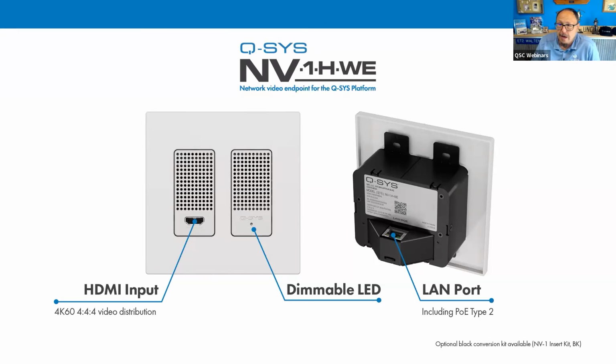The NV-1-H-WE. Well, let's get out my secret Q-SYS decoder ring. So that's a network video device, right? It has one input, and it's an HDMI, and it is a WE, which is wall encoder. It's a single channel HDMI wall plate encoder. It's not software definable as encoder or decoder.